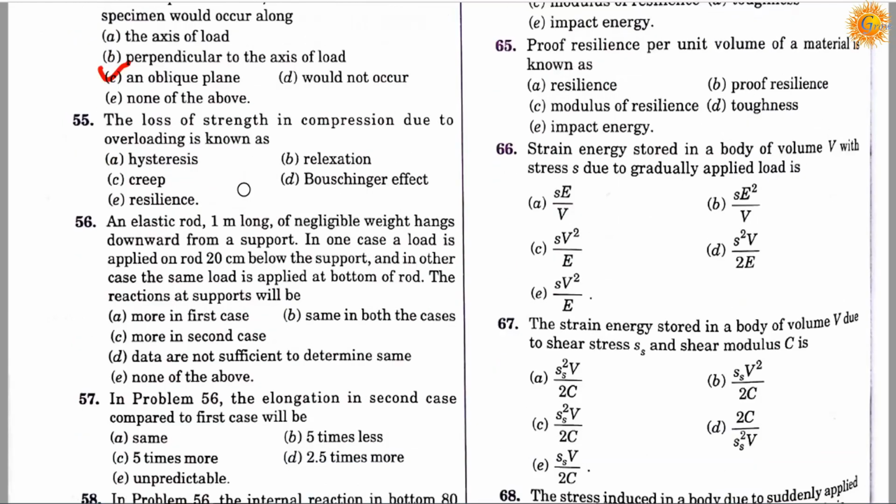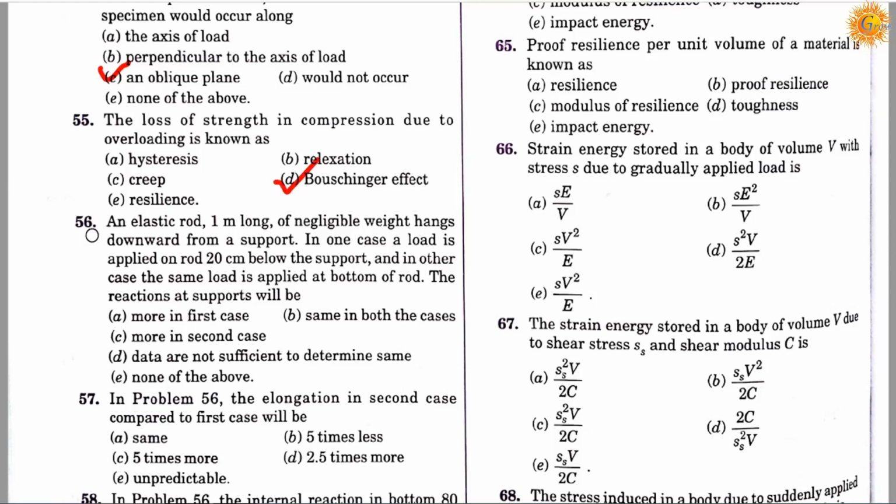Question number 55. The loss of strength in compression due to overloading is known as: option A, hysteresis; option B, relaxation; option C, creep; option D, bolstering effect; and option E, resilience. So the correct answer is D, it will be bolstering effect.